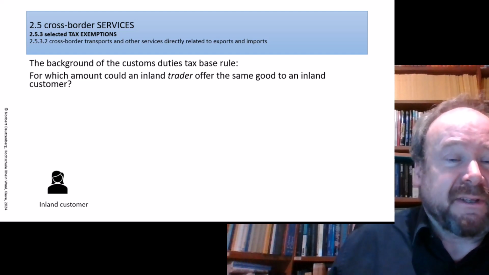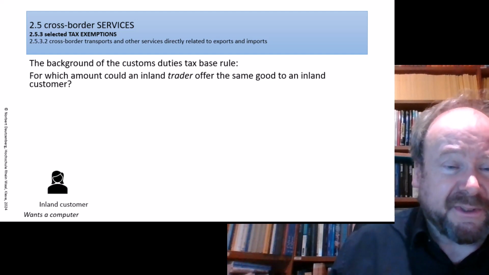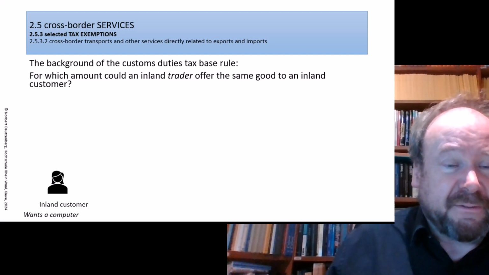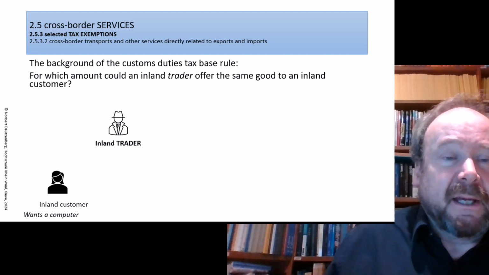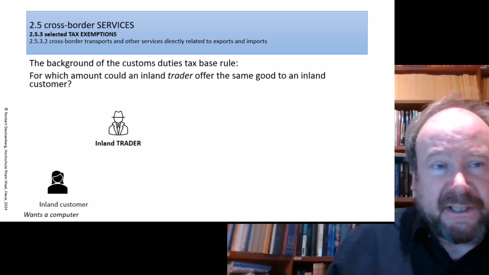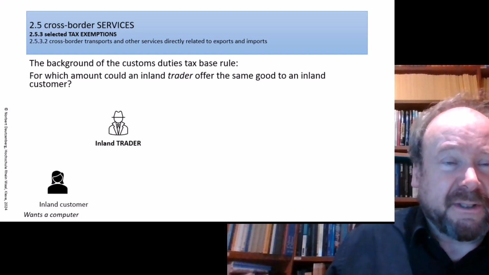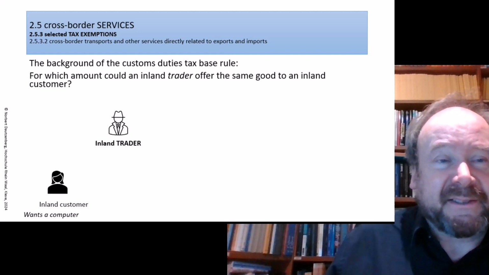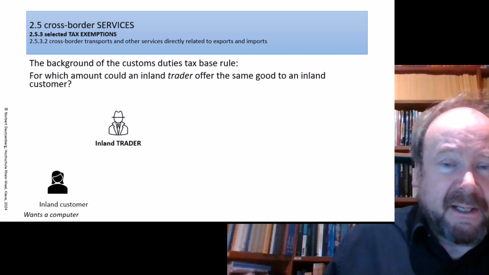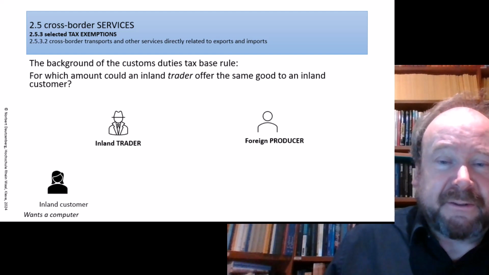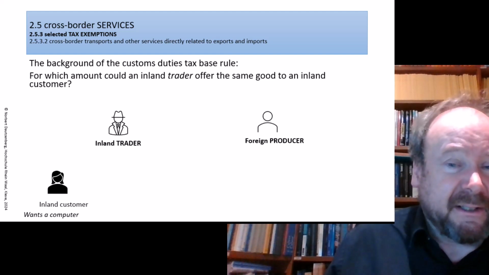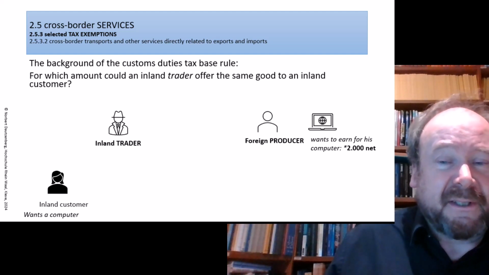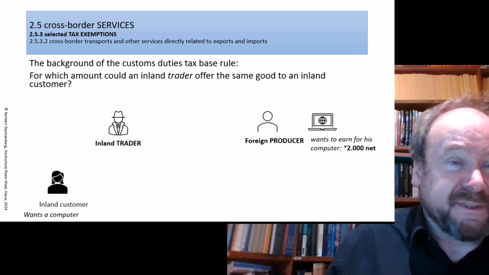Imagine we have a customer in the inland. That customer wants to buy a computer from a foreign brand. So the customer is not really willing or able to order from abroad, so we need an inland trader, probably in the same city or location. That inland trader now goes to a foreign producer, gives him a call or a mail and says, I want to have a computer. The foreign producer wants to earn 2,000 net for his computer.